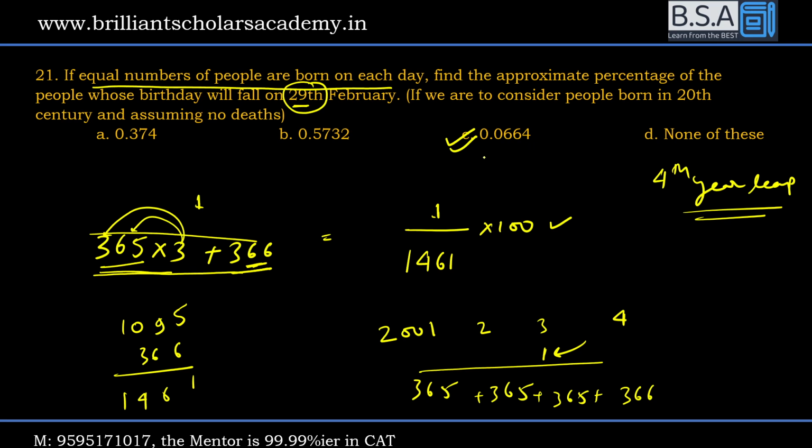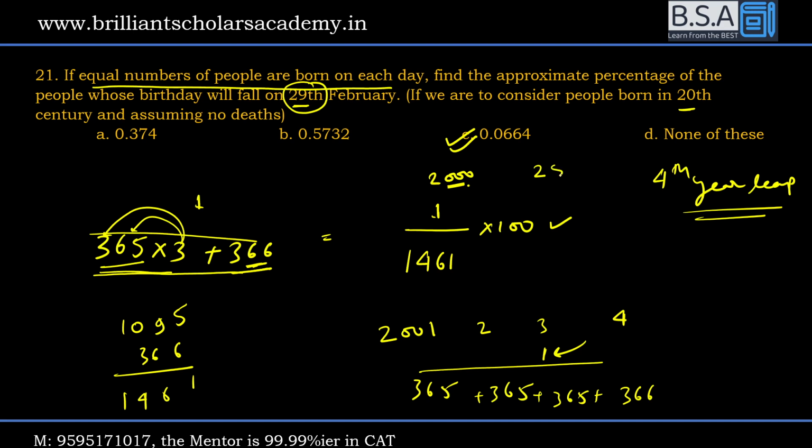You'll get the same answer. You get the same answer because the cycle of 4 will continue every year. Same thing will go on here. Why has it said 20th century? Because the year 2000 itself is leap.